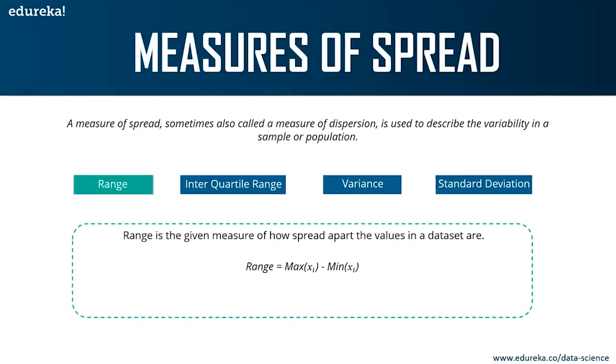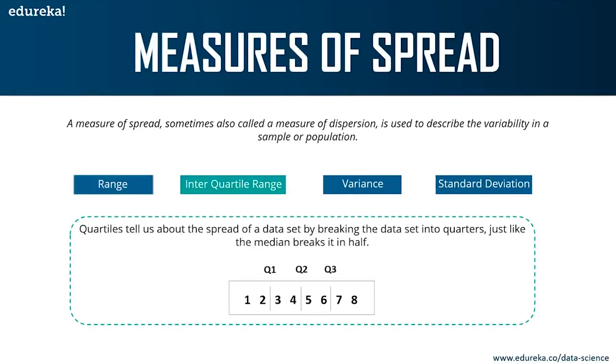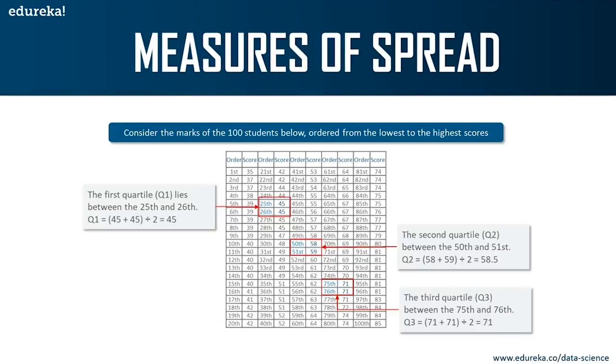All right. Next, we have interquartile range. So before we discuss interquartile range, let's understand what a quartile is. Alright, so quartiles basically tell us about the spread of a data set by breaking the data set into different quartiles. Just like how the median breaks the data into two parts, the quartiles will break it into four parts. So to better understand how quartile and interquartile range are calculated, let's look at a small example. Now, this data set basically represents the marks of 100 students ordered from the lowest to the highest scores.